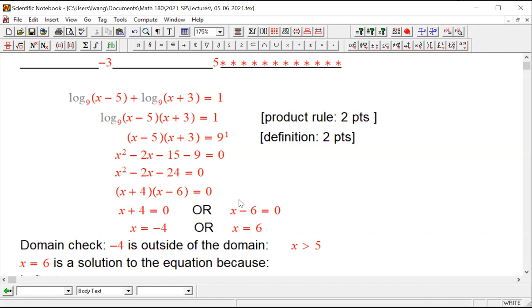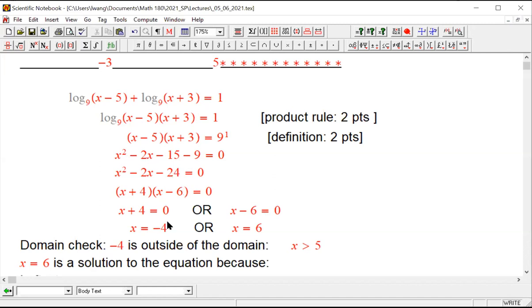Oh, I haven't talked to you about the points, right? You use the product rule or quotient rule, you use it correctly, that's 2 points. You use the definition correctly, or however you get to this place, you get 2 points. A typical mistake, guess what it is? A typical mistake is someone puts a 1 here. Did you see what's wrong? The definition was not used properly. Okay, so this place should be 9 to the power 1, right?